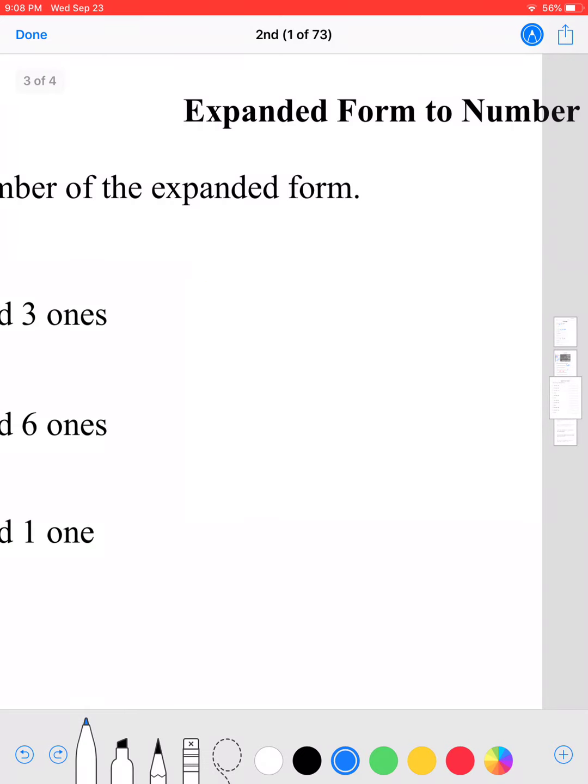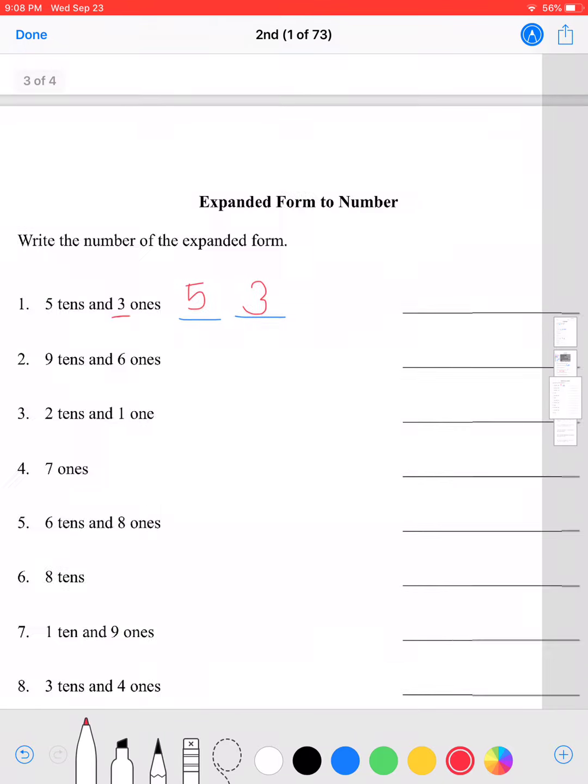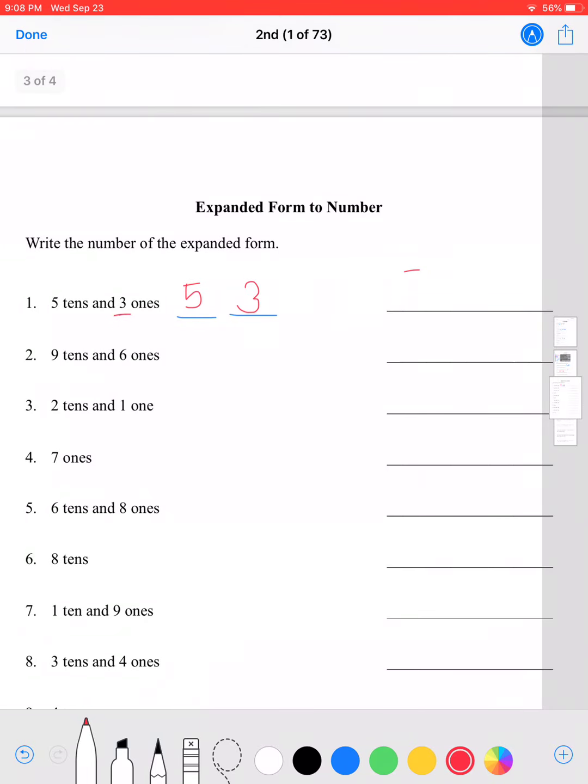Okay, so we'll put this as a tens place and this is a ones place. Now we have 5 tens, we're going to put a 5 in the tens place and a 3 in the ones place. This number reads 53, so that's the number this expanded form is representing.